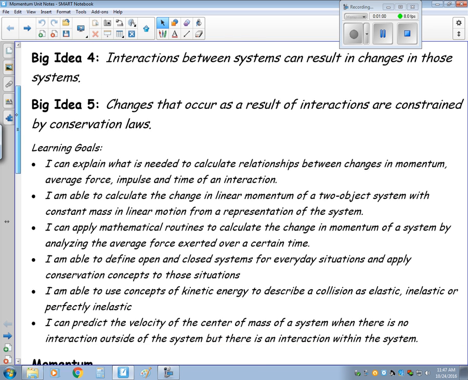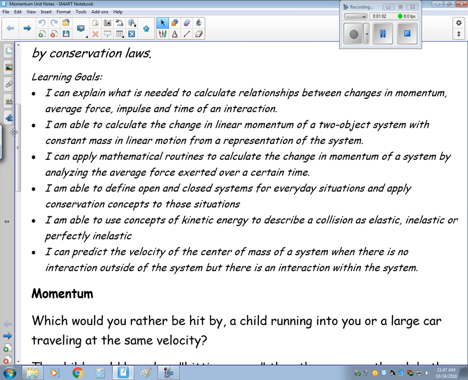Quite a few learning goals for this unit. I want you to be able to explain what is needed to calculate relationships between changes in momentum, average force, impulse, and time of an interaction. I want you to be able to calculate the change in linear momentum of a two-object system with constant mass and linear motion from some sort of representation of that system.